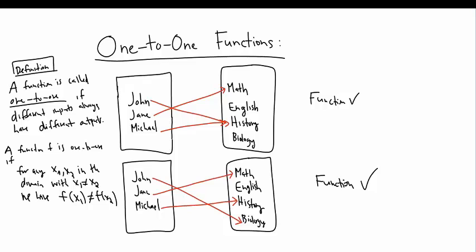So this top relation up here, this top function, is not a one-to-one function, because the two inputs, John and Michael, have the same output, history. Down here on the bottom, different inputs do have different outputs.